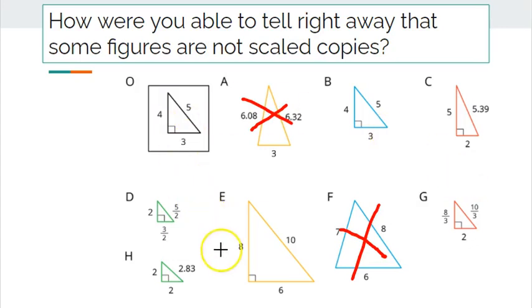Now, does that mean that all the rest of these are a match for it? No, because now we've got to look at the ratio of the parts. So we've got a 4, 5, and 3. So we have to make sure that all the parts have the same sort of ratio to make them work. So does B work? Yeah, B is an exact copy, isn't it? What about C?